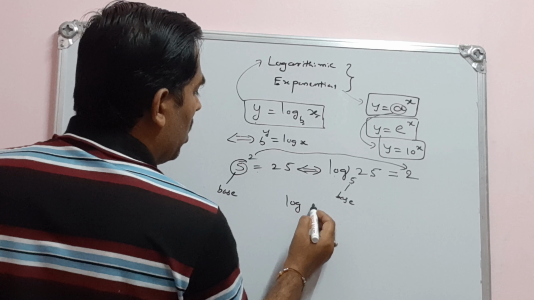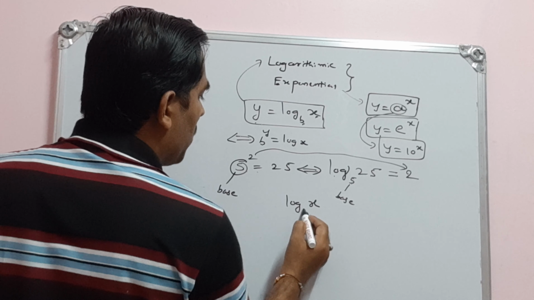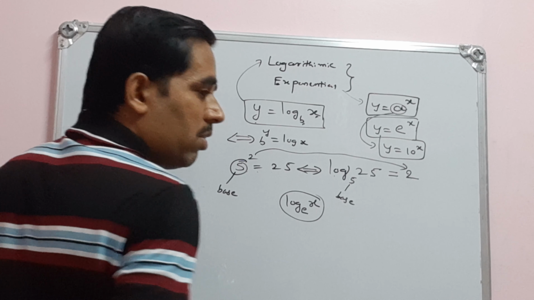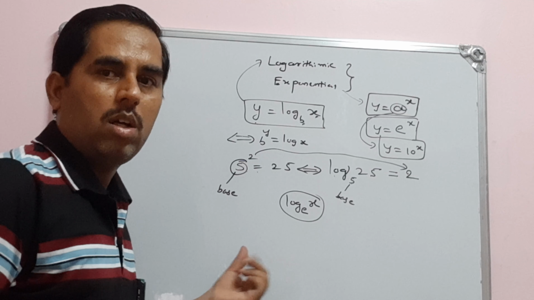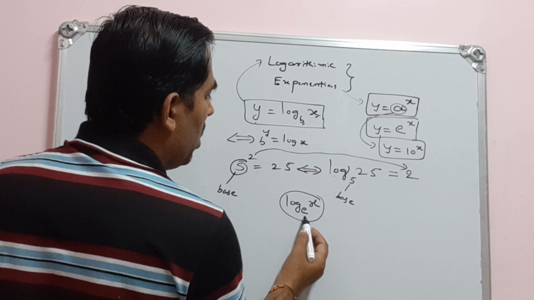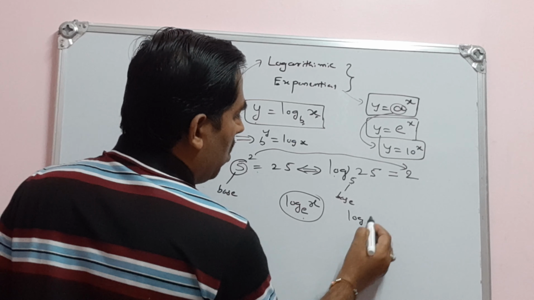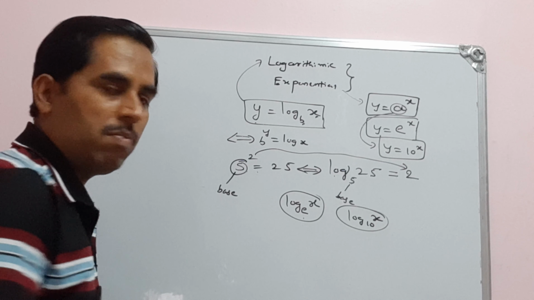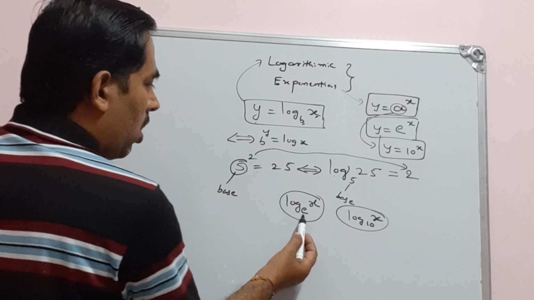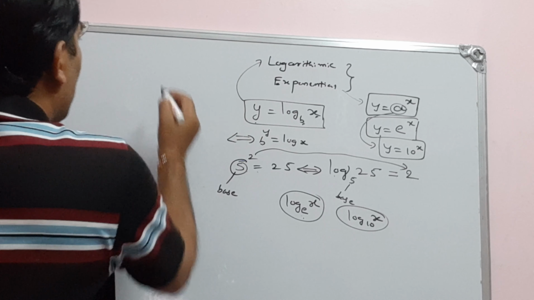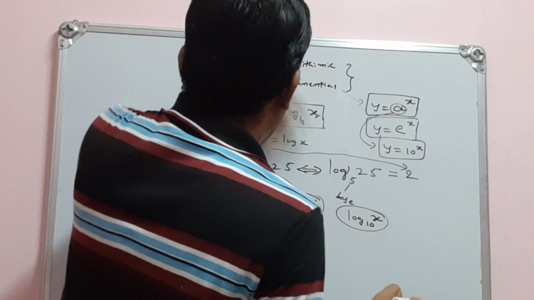So in this way, if I write log x base e, this is called the natural log. This is ln, you can write ln or log x. If I write log x base 10, this is the common logarithm. This is the natural logarithm and the common logarithm. So we have discussed all these things, and what was our conclusion here?